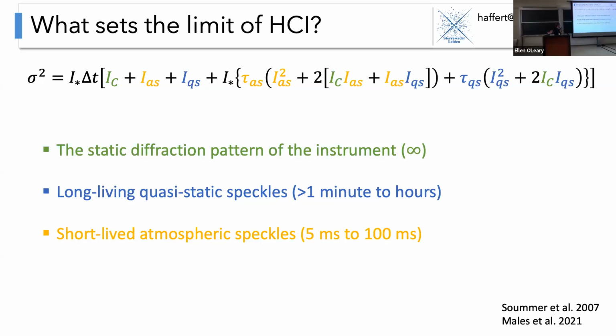So we have the green parts that are caused by the static diffraction pattern of the instrument that will live for a very long time because that's just your instrument. That could even be the residual pattern. And then we have the long-lived quasi-static speckles. So those are speckles that live for about a minute to hours. And then we have the short-lived atmospheric speckles, which are about 5 milliseconds to 100 milliseconds. So we have these three terms. And they all interact with each other, and it's all very disappointing.